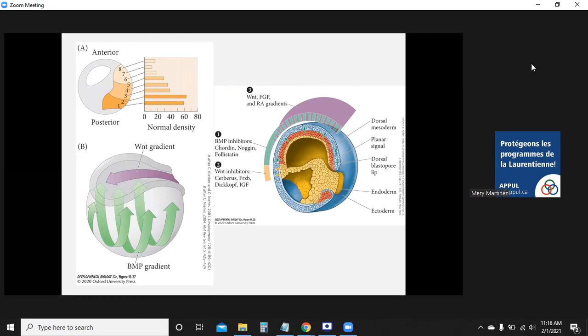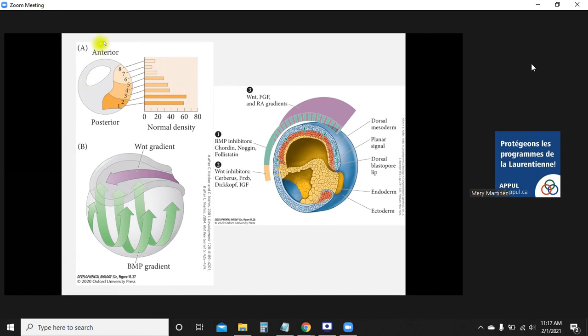So there are two gradients illustrated in this figure. We have Wnt and FGF, and we have the BMP gradient. The BMP gradient specifies the dorsal ventral axis, while the Wnt and FGF gradient specifies the anterior posterior axis. So keep this really in mind, okay? BMP is dorsal ventral, Wnt and FGF is anterior posterior axis.